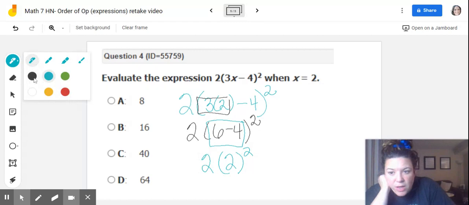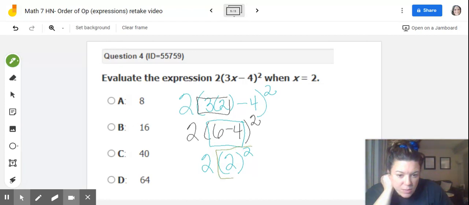Okay, now next after grouping symbols is exponents. You can't multiply first. You need to do 2 times 2 first to get 4. And then your last step, 4 times 2 is 8.